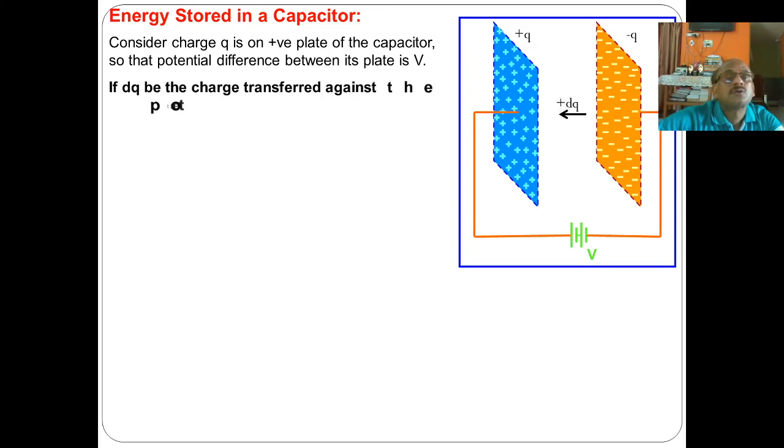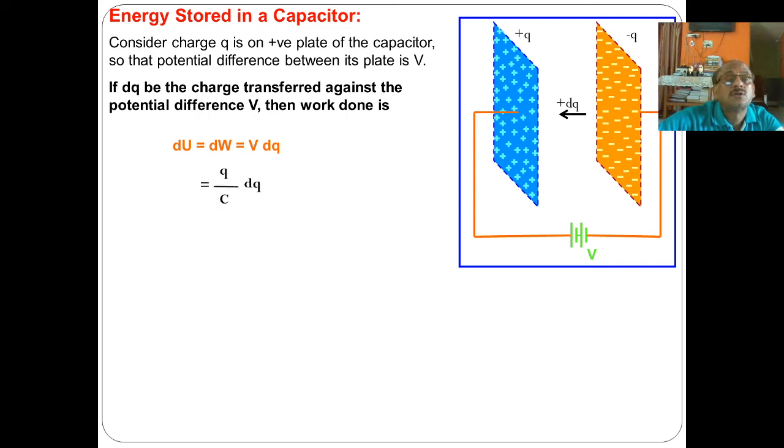Now if a small charge, that is dq, is transferred against the potential difference V, here see, this plus dq charge is transferred against the potential difference, meaning against the field, since the direction of the electric field is positive to negative. So some work will be done, and that work done is stored as electrostatic potential energy. So in transferring a small charge plus dq, a small work is done, dW equal to V dq, where V is the potential difference across the plates. Also we know V equal to q by C, where C is the capacitance, then dW equal to q by C dq.